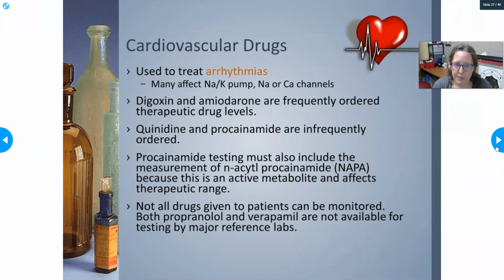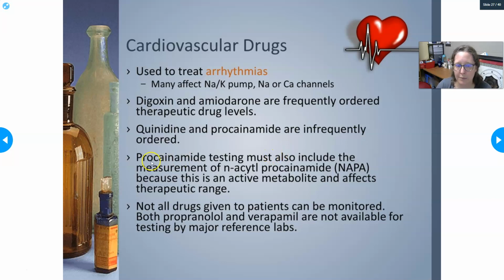Next, we're going to get into some specific drugs. So we have cardiovascular drugs. They are in the categories that there are a lot of them used to treat arrhythmia, so abnormal heart rates. Many of them can affect the sodium-potassium pump, or they will affect sodium or calcium channels. Digoxin and amiodarone are frequently ordered, and so there's a really run-of-the-mill test for clinical chemistry. Quinidine and procainamide are infrequently ordered. It doesn't mean the lab doesn't do them, they just don't do that many of them.